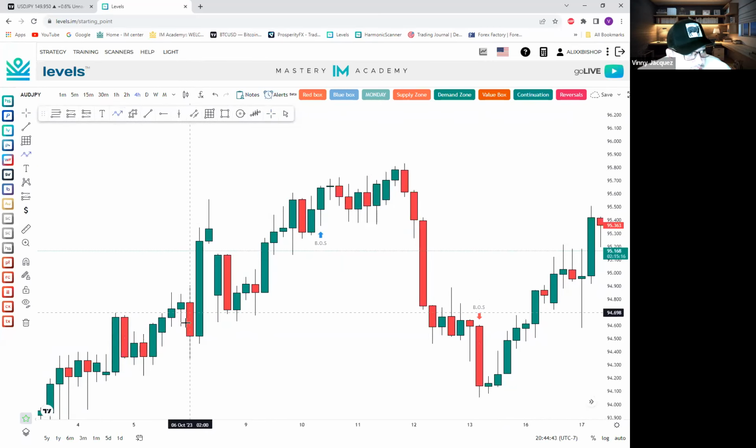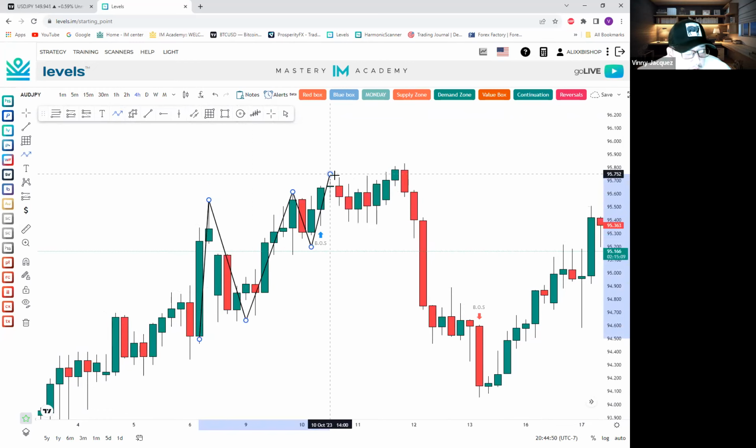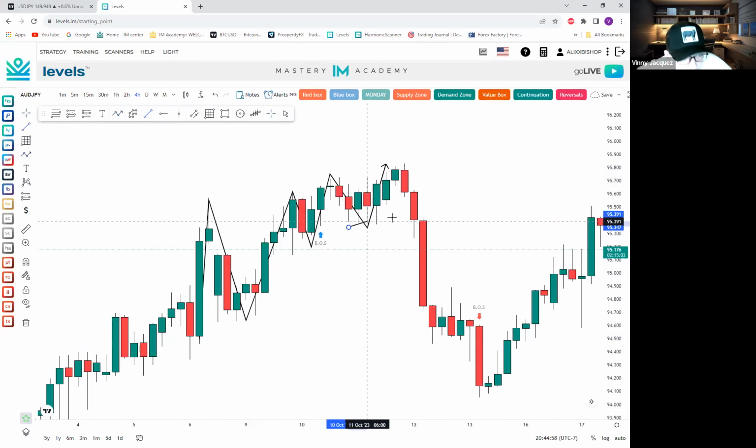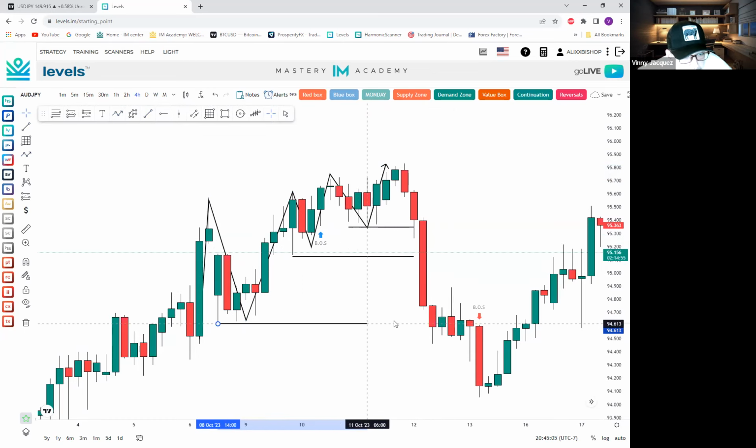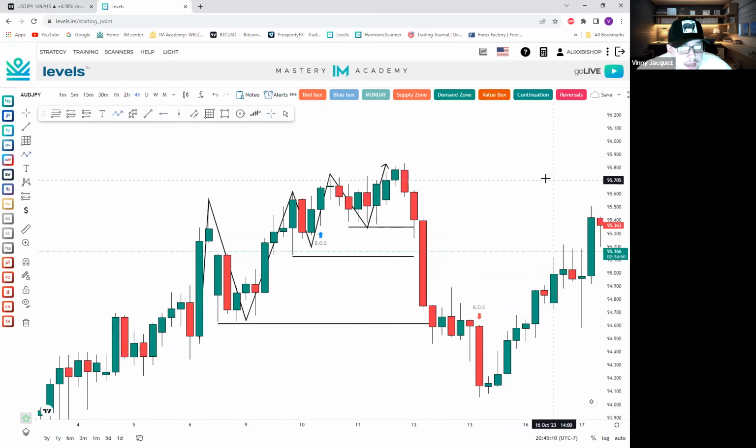Notice how we get structure to the upside. We got a low. Market goes higher. We got a low. Market goes higher. We get a low. So we're creating structure as we go higher, right? Now notice what happens. Break a structure. We just broke 3 structures with a nice 1, 2, 3, 4 candle rally. So let's follow that rally right back up. Boom.